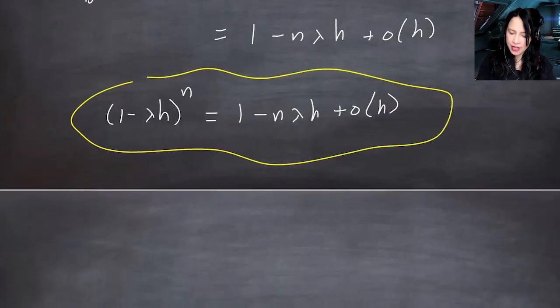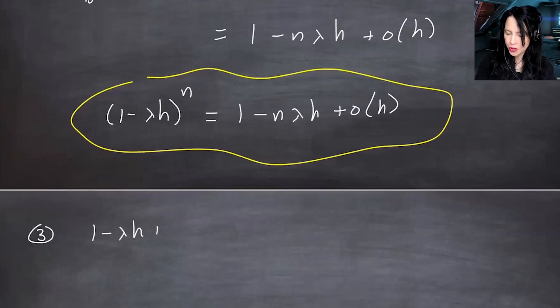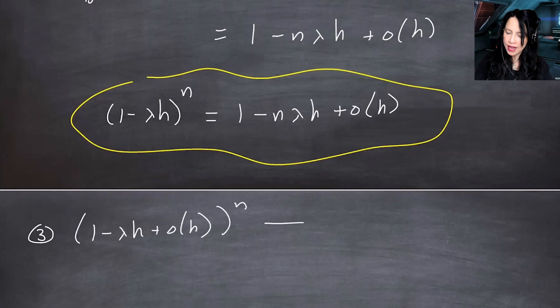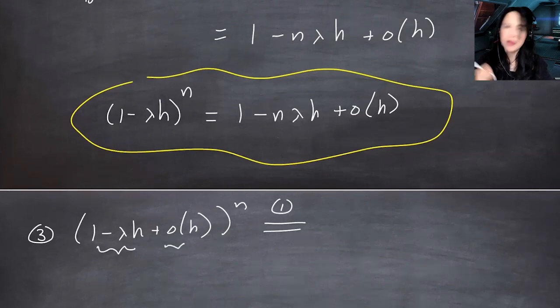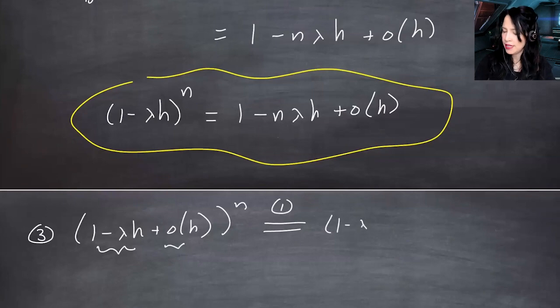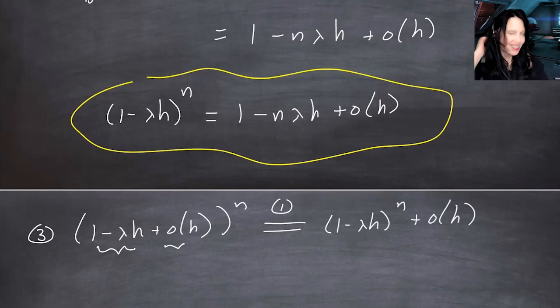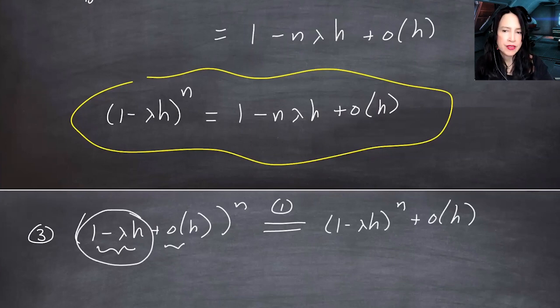And then the third is just a combination of these. So something like 1 minus lambda h plus little o of h to the n. So by our property 1, we had lambda h plus little o of h to the n, and we showed that that was lambda h to the n plus little o of h. And this indeed will be 1 minus lambda h to the n plus little o of h. And maybe that's not entirely by property 1, because this is not a constant times an h. So it's similar to 1.